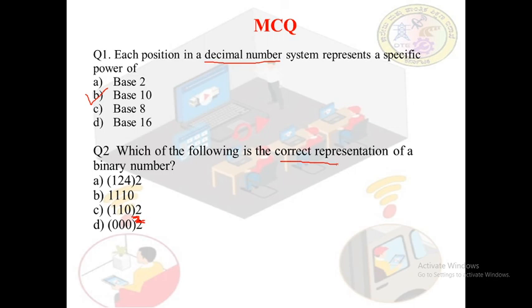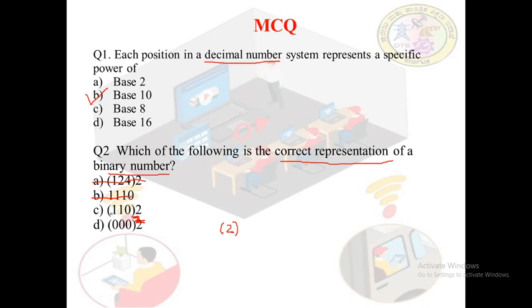The correct representation of a binary number: we know binary numbers are represented by base 2 and have only zeros and ones. Option A, 124: 24 cannot be in a binary number, so it is rejected. 1110 is of course a binary number, but base 2 is missing, so it can be of any number system form. It can be decimal or hexadecimal. It doesn't exactly represent the correct representation of a binary number, so B is also discarded.